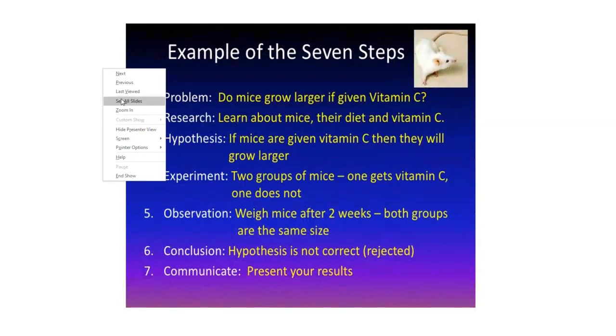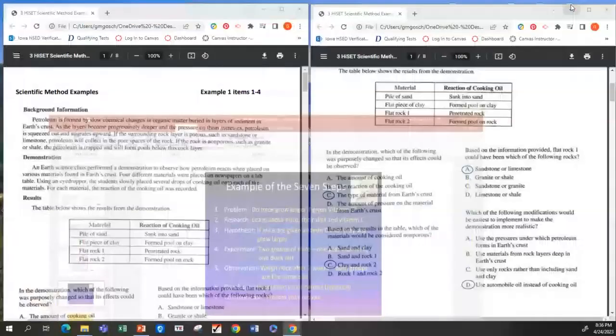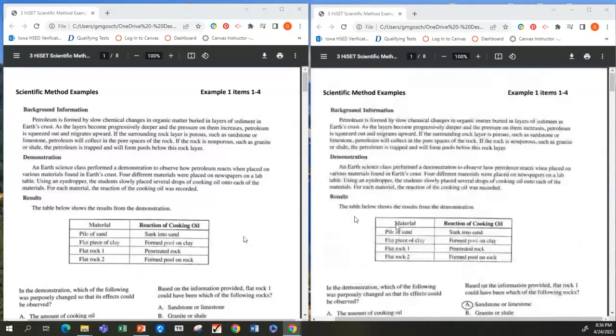So I had some other things here, but I'm going to go right into some questions that we've had on HiSET in the past. So right now I'm sharing with you a display. It's a couple of sample activities that I found in old HiSET qualifying tests that I thought really provide a good example of what's going on, what you might be tested on. I just want you to see that both of these are the same document side by side.